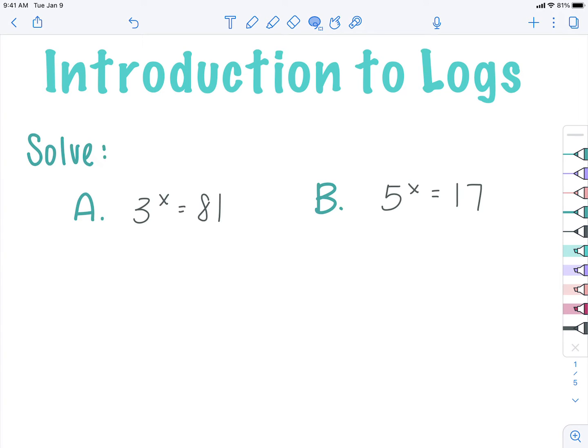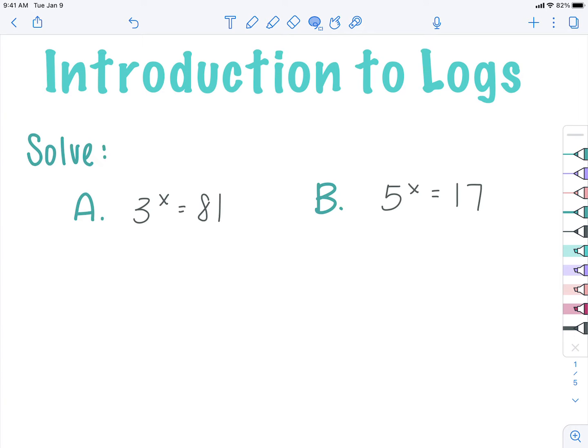So today we're going to look at why we actually need logs and how we use logs, and how we rewrite them so that they don't have to be in terms of logs, or how we rewrite exponential equations so that they can be logs so that we can use them. Before we start, I just want to look at two examples.